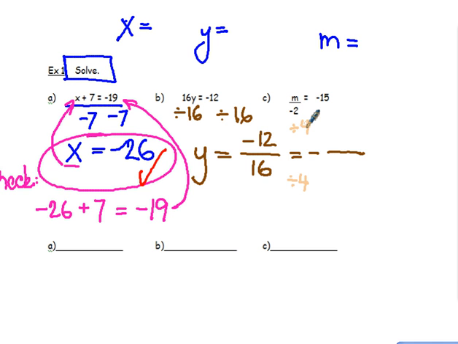12 divided by 4 is 3. Let me switch it back. And 16 divided by 4 is 4. -3/4. That's the answer for problem B. Let us check it again.